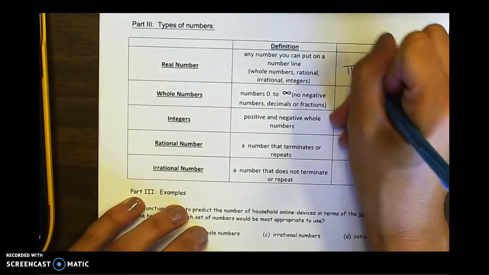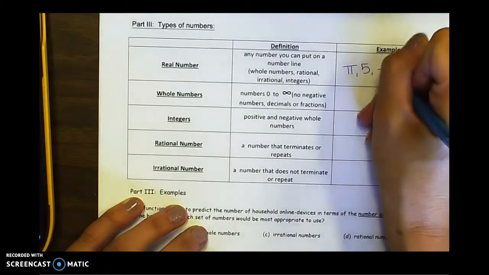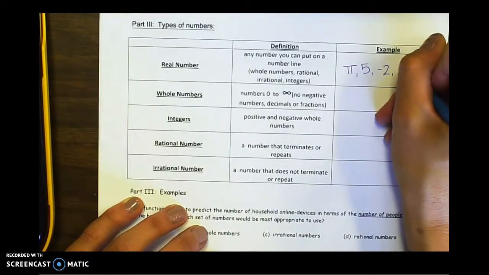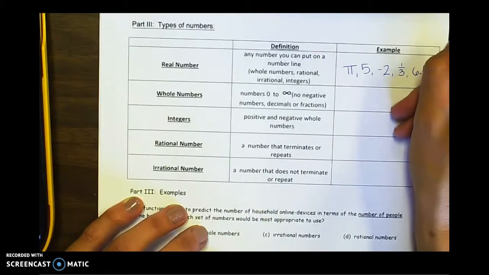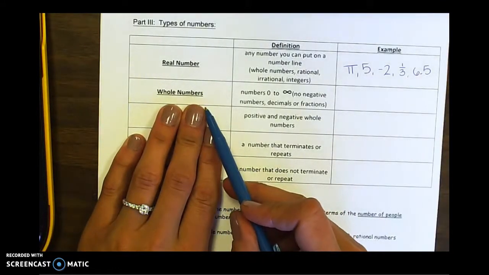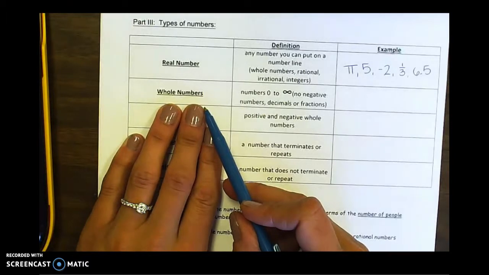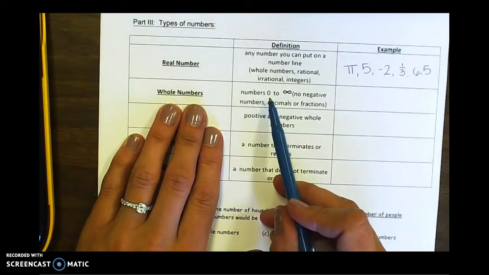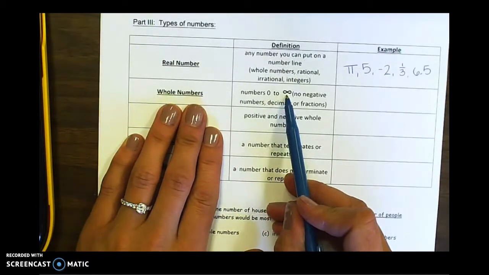So this could be pi, it could be 5, it could be negative 2, it could be 1/3, it could be 6.5. All of those are real numbers. Okay, now subcategories of real numbers, we have our whole numbers. Now, whole numbers are the numbers that you used when you were in elementary school. They're the numbers from 0 all the way up to infinity.